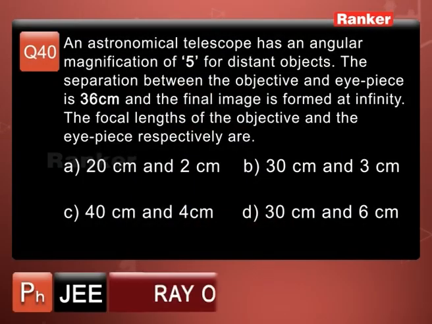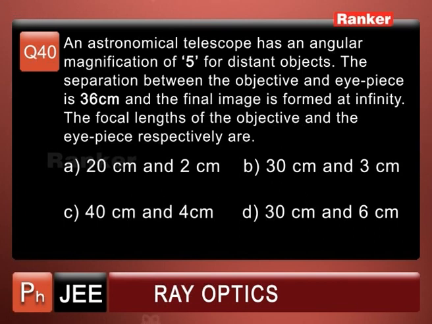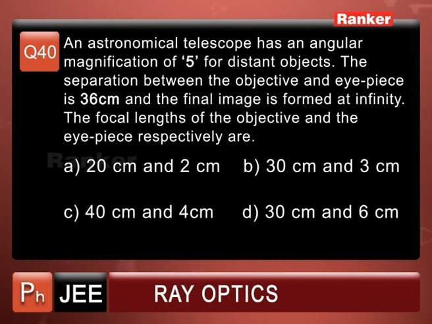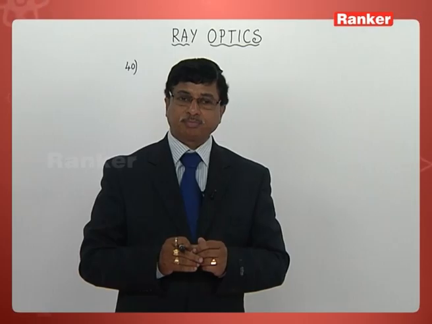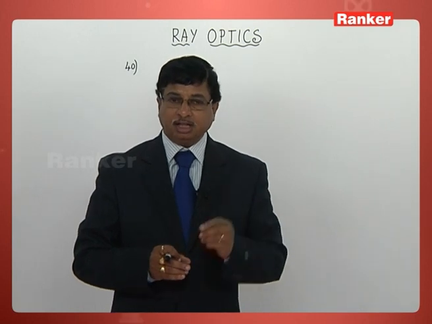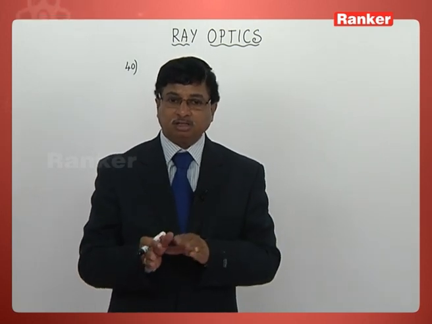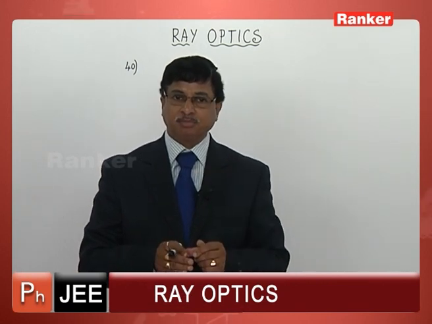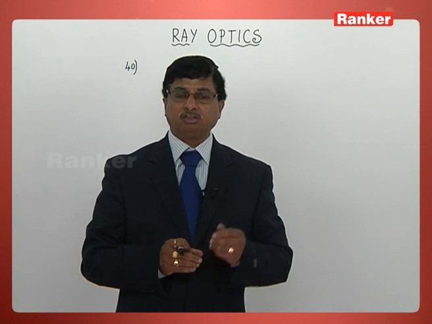30 by 3, the second option also is giving you 10, so second option is not correct. 40 by 4, that is also 10, therefore third option also is not correct. Then what is the only option left means the fourth option. 30 centimeter is focal length of objective, 6 centimeter is the focal length of eyepiece, 30 by 6 will now be 5. And what about the length? Length is FO plus FE, that now must be 30 plus 6, that must be 36 centimeter. So directly you can identify the answer as the fourth one.